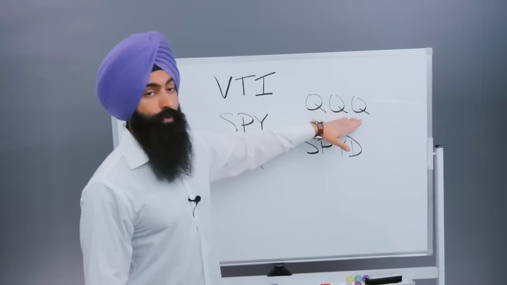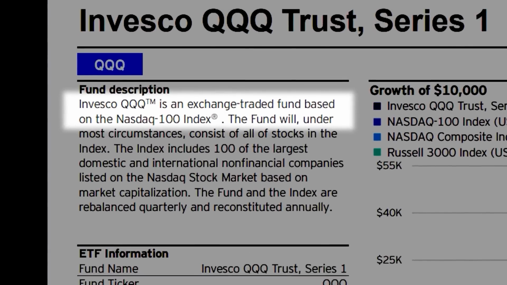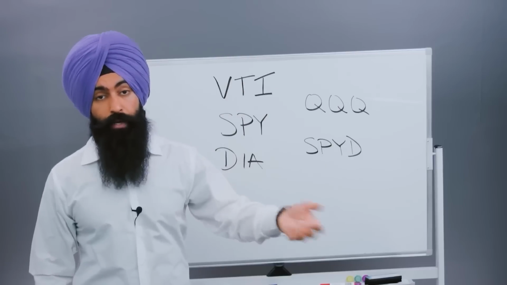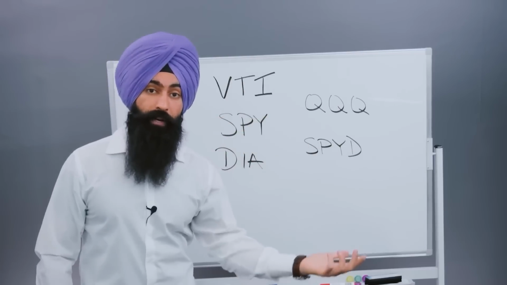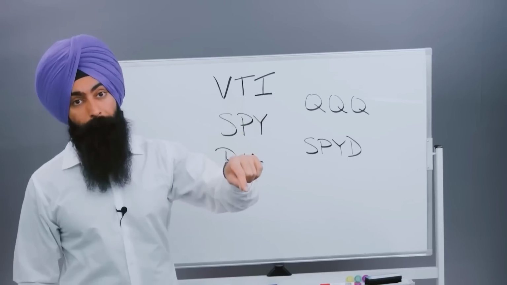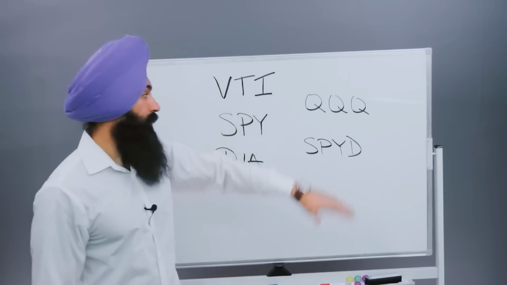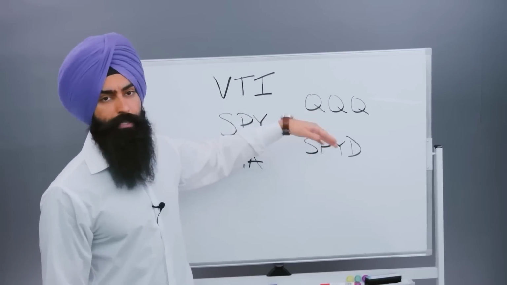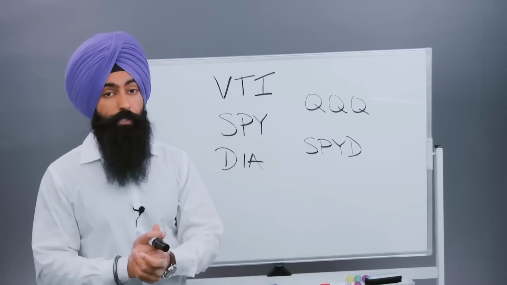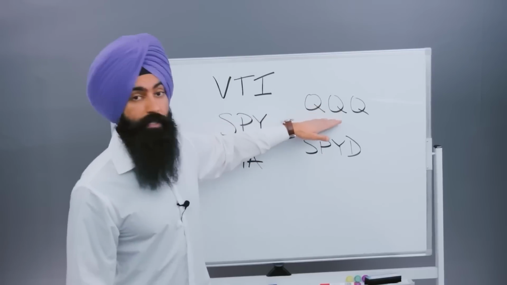Then you have funds like QQQ. QQQ gives you exposure to the NASDAQ 100. If you've ever heard of the NASDAQ before, this is another very popular type of fund, and this gives you exposure to some of the largest non-financial companies on our stock market. That's why for the last couple of decades, QQQ has been very popular and heavy on the tech side of things because tech companies have grown so big, but this gives you exposure to the NASDAQ.